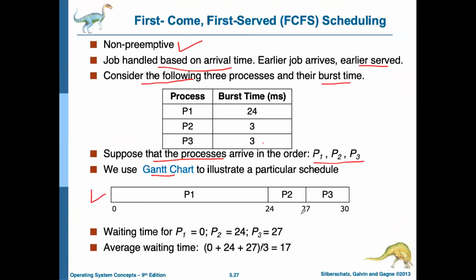And this is the waiting time for P1, P2, and P3. Then the average waiting time, divided by 3. So this is the waiting time for each of the processes, P1, P2, and also P3.